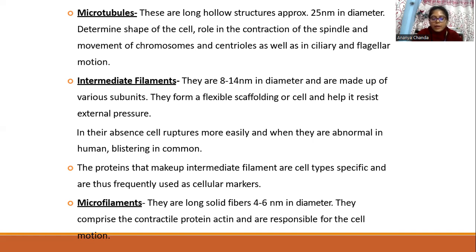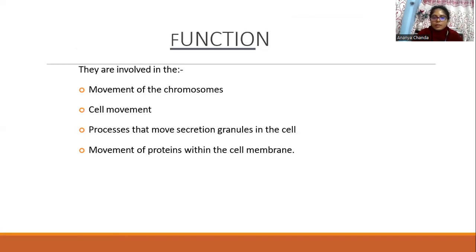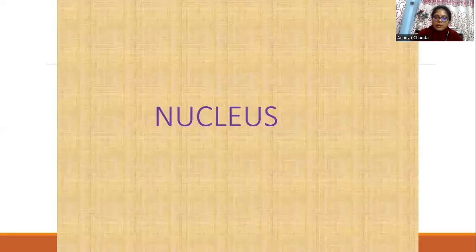Then comes the microfilaments. These are long solid filaments with a diameter of 4 to 6 nanometers. They comprise the contractile protein actin and are responsible for cell motion. Their function is to help in the locomotion of the chromosomes, the movement of the cell, the secretion of granules in the cell, and the movement of proteins within the cell membrane.